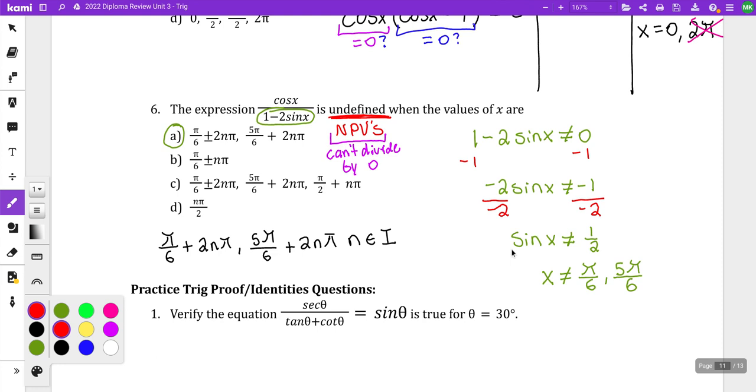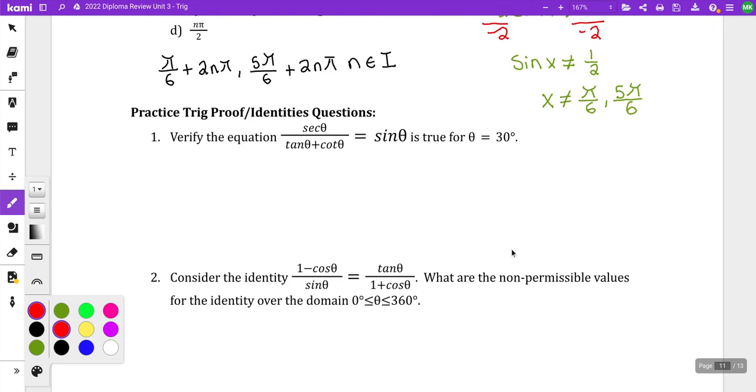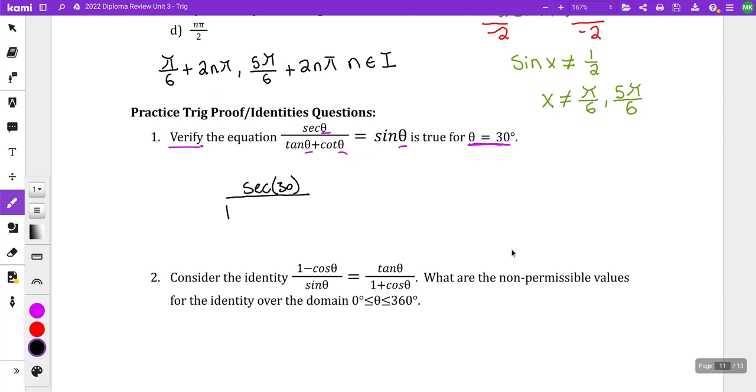Okay, trig proofs. Verify that this is true. Verify means put this in for theta in all the spots. It's in degrees, so make sure your calculator is in degree mode. So this would be secant of 30 degrees over tan 30 degrees plus cotan 30 degrees equals sine 30 degrees.